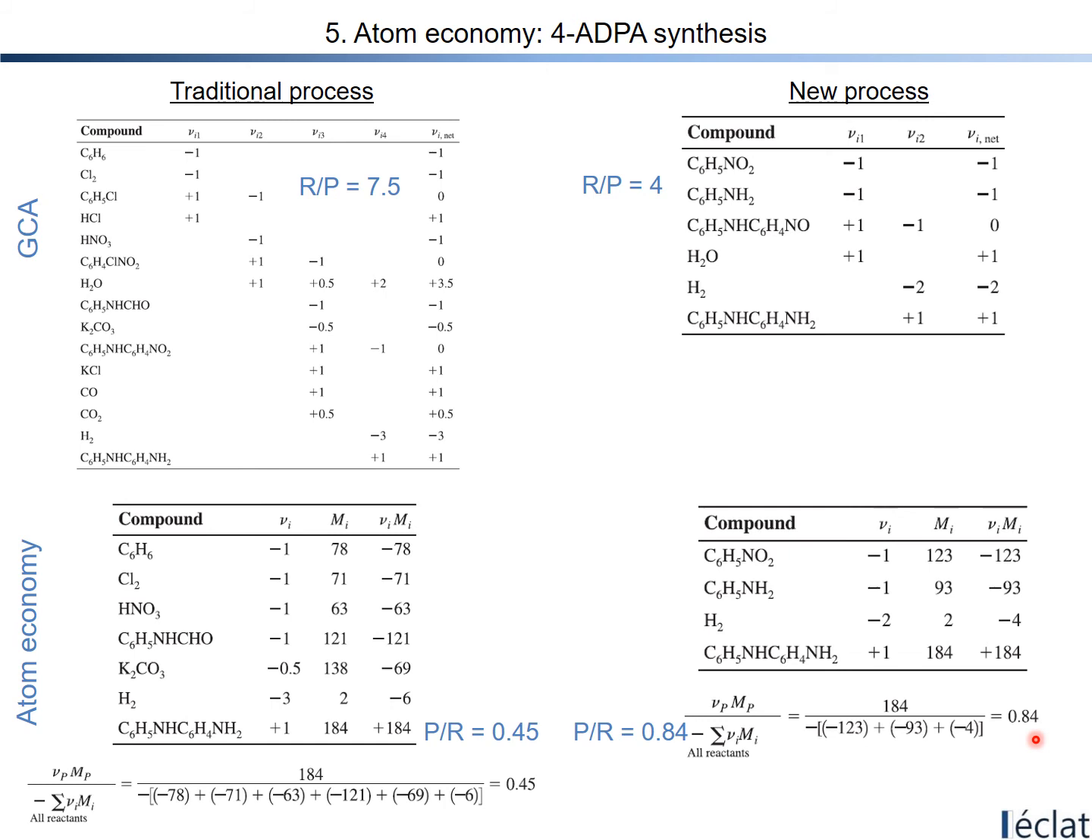the product. However, the atom economy of the traditional process is just 45%. So I can say the new process is much better than the traditional process in terms of fractional atom economy.